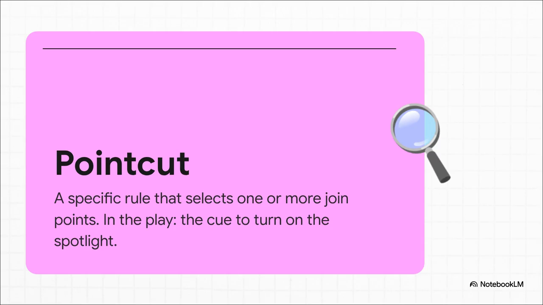Okay, so if a join point is every possible moment, a point cut is the specific rule that tells the lighting director exactly which moment to act on. It's the cue. It doesn't just say act on any line. It says turn on the spotlight only when the lead actor speaks their monologue. The point cut selects the join points.